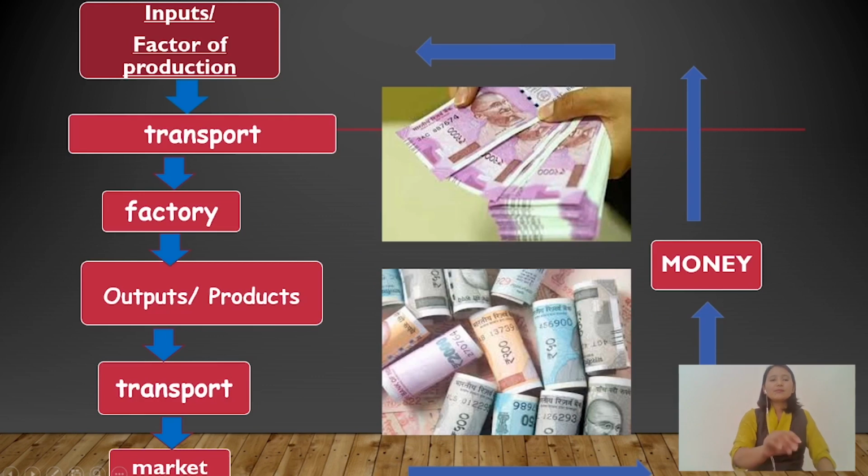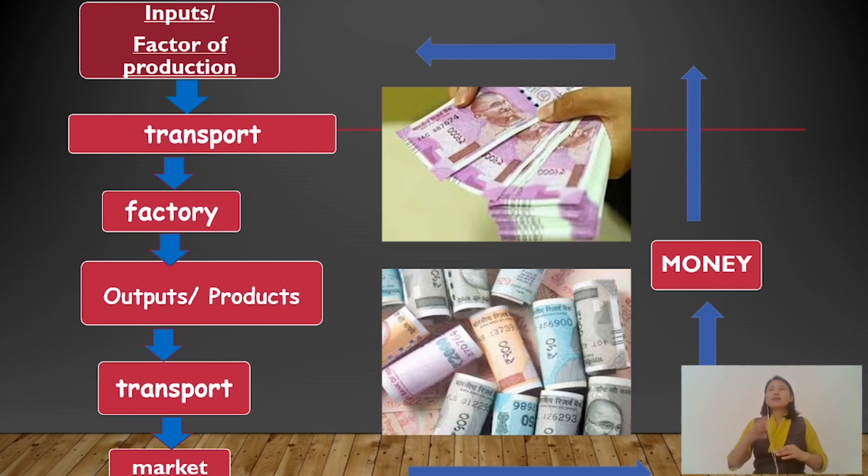Okay. And the raw materials and the labor are transported to the factory. For this purpose, we also need money. We have to invest our money. And when the raw material, the machine, and the labor reach the factory, they start doing the activity and convert the raw material into a product or finished goods. So in order to perform all these activities, they also need money.